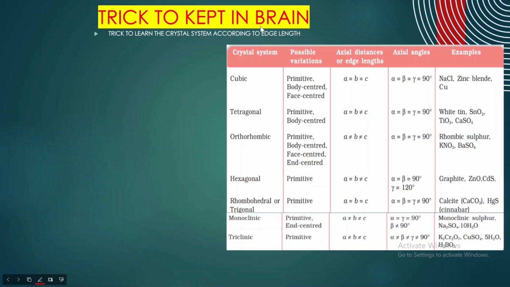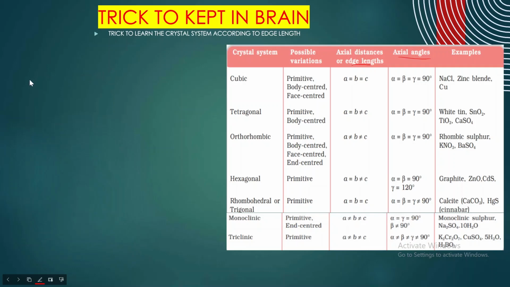Now, a trick to remember the crystal systems. These 7 primitive unit cells are very important because sometimes the question comes from them on the basis of the edge length, or you may say side length, or on the basis of the axial angle. So today I am going to give you the trick on the basis of the side length.